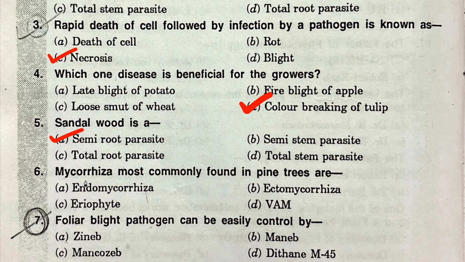Question 6. Mycorrhiza most commonly found in pine trees are which type of mycorrhiza? Option A, endomycorrhiza. B, ectomycorrhiza. C, ericoid. D, vesicular. The answer is option B.